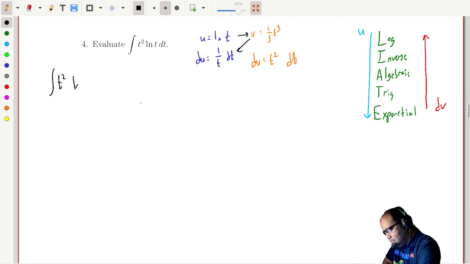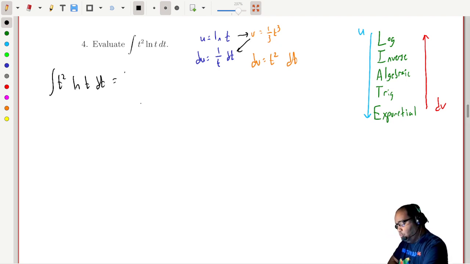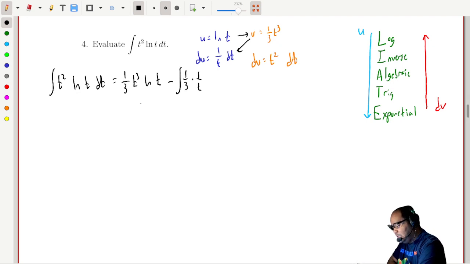T squared log t, an integral. U times v, so we'll have 1/3 t cubed log of t minus the integral of v du. 1/3 times 1/t times t cubed dt. Okay, t cubed over t. Wait a minute. Dividing with exponents, subtract the powers. That's just t squared in there, isn't it? You betcha.